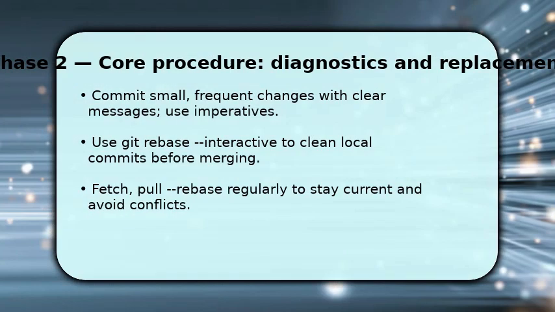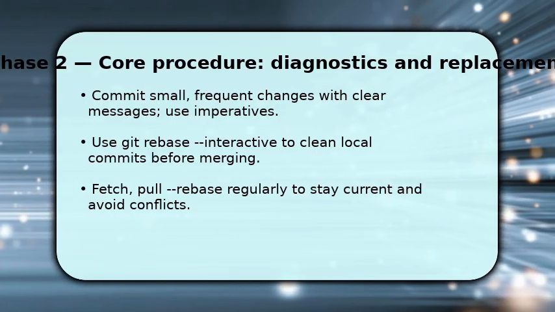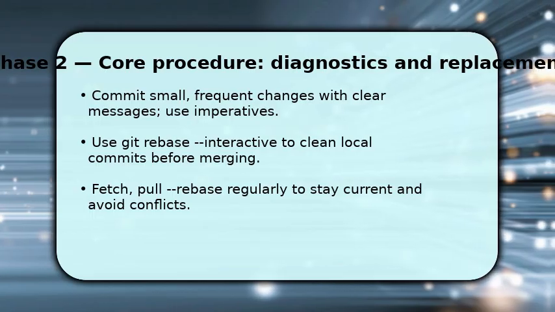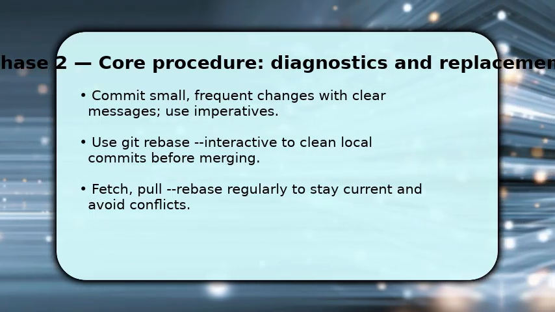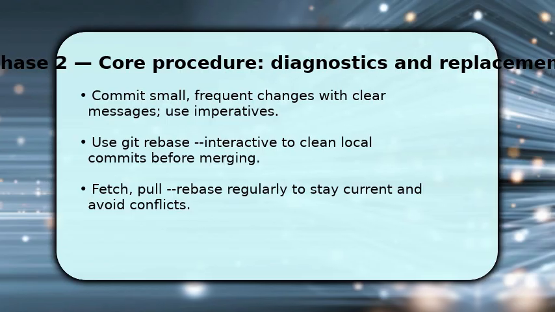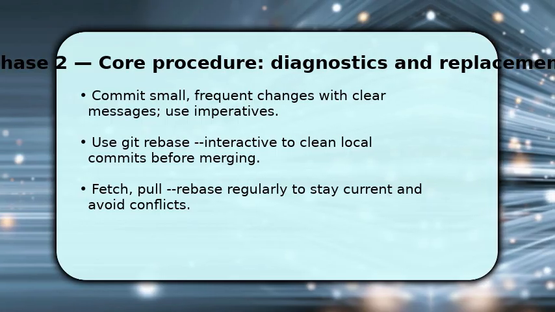You now focus on disciplined workflows. Commit atomic changes often and write imperative messages like "add login validation" so reviewers understand intent. When your branch grows, use git rebase -i to squash or reorder commits for a clean history, but make sure the branch isn't shared before rewriting.